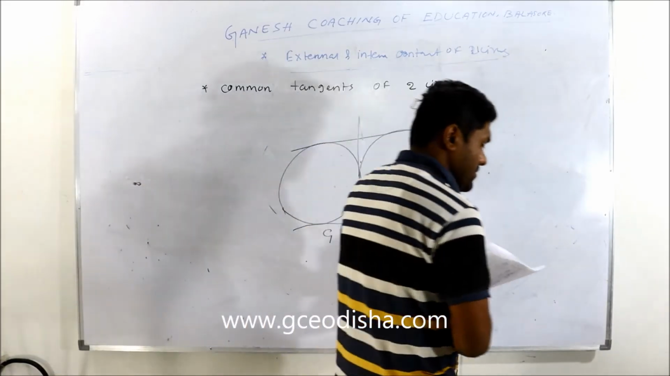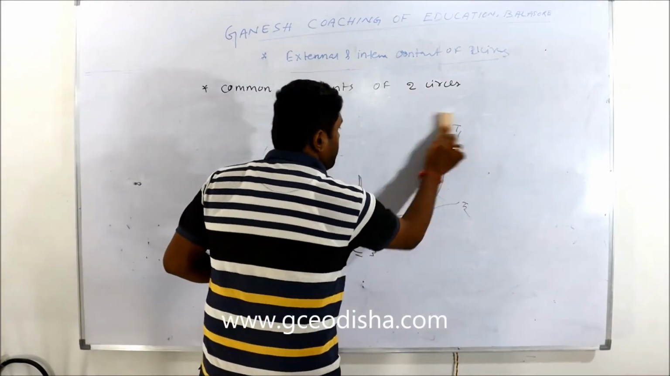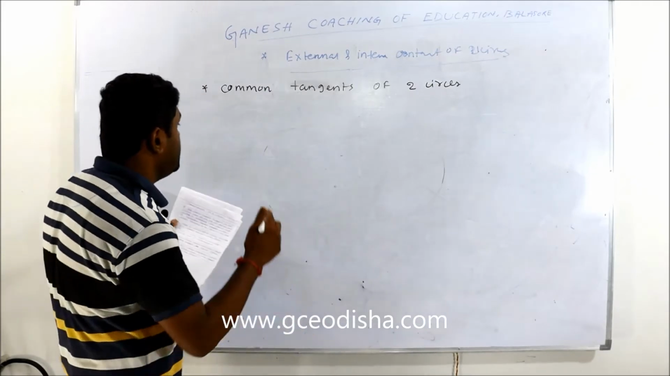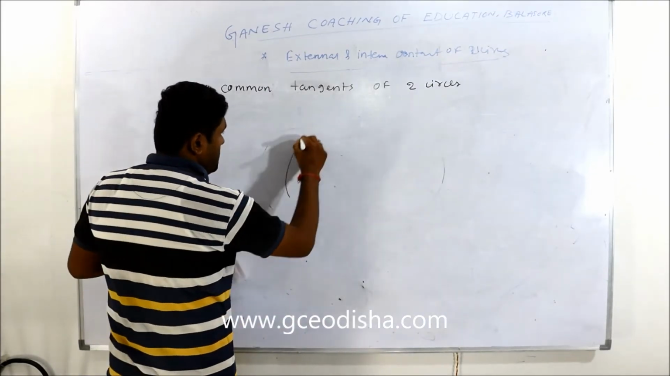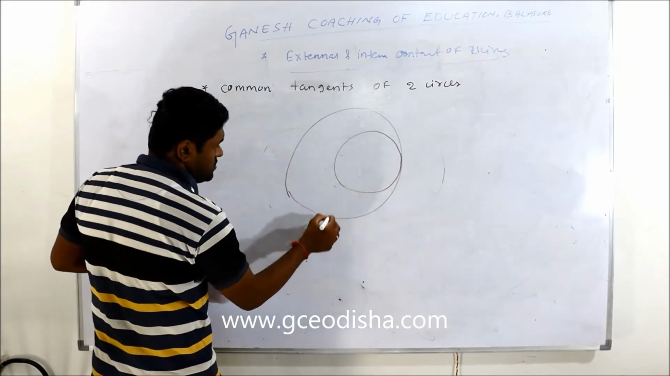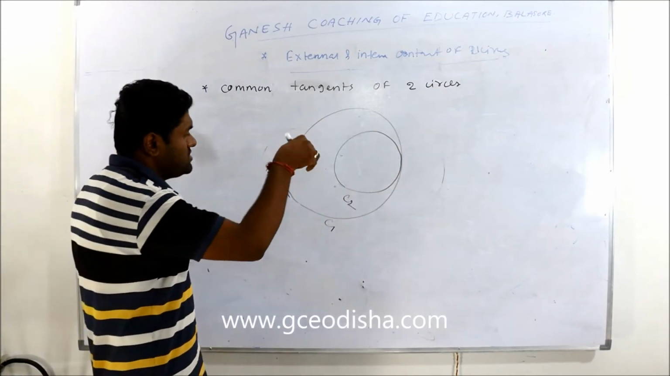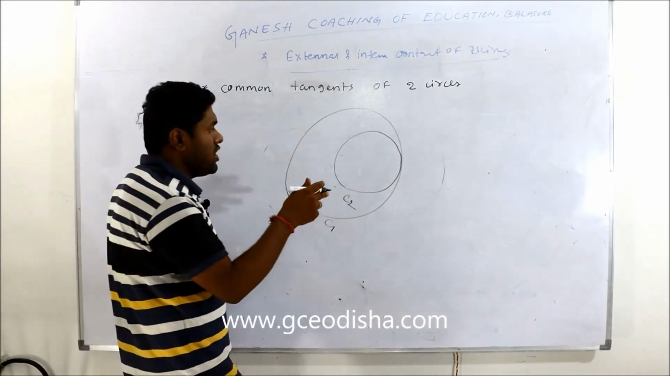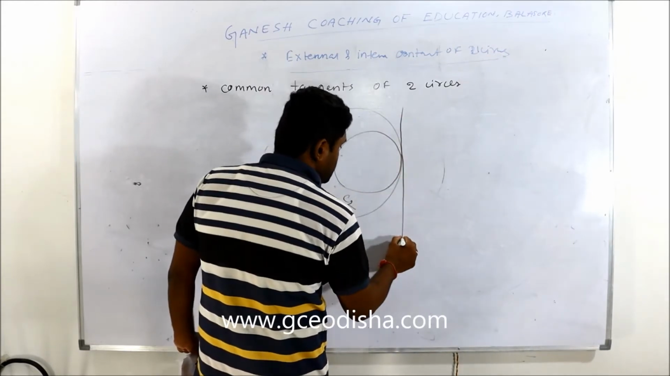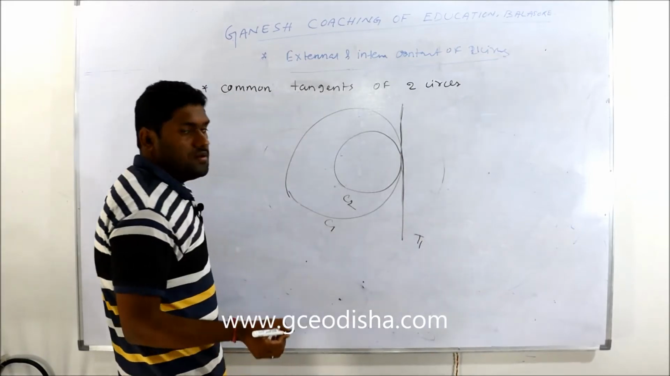Okay, and when two circles touch each other internally, like the circle C1 and another circle C2, this is circle C1, this is circle C2. When they touch each other internally, how many common tangents will come? There is a single common tangent. Okay, this is tangent T1.